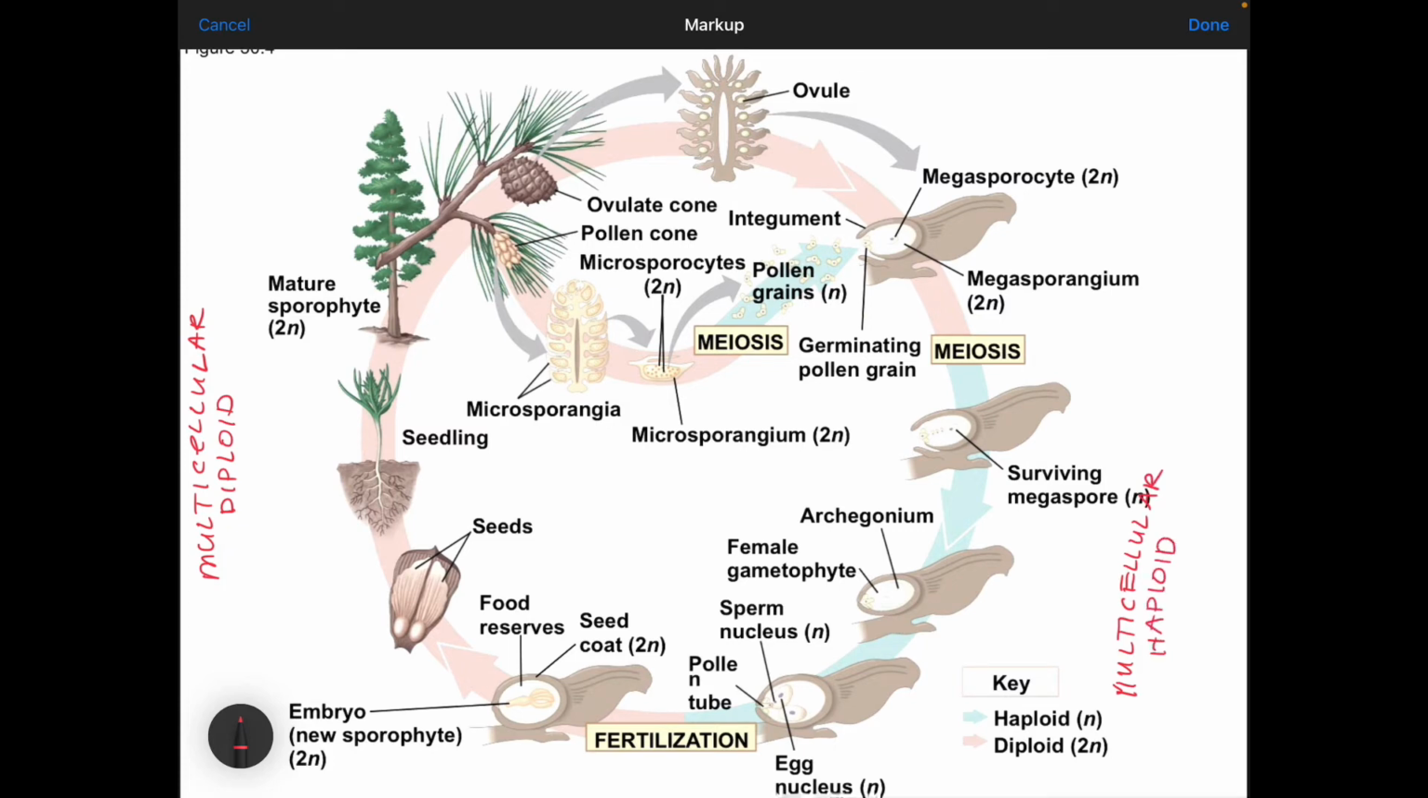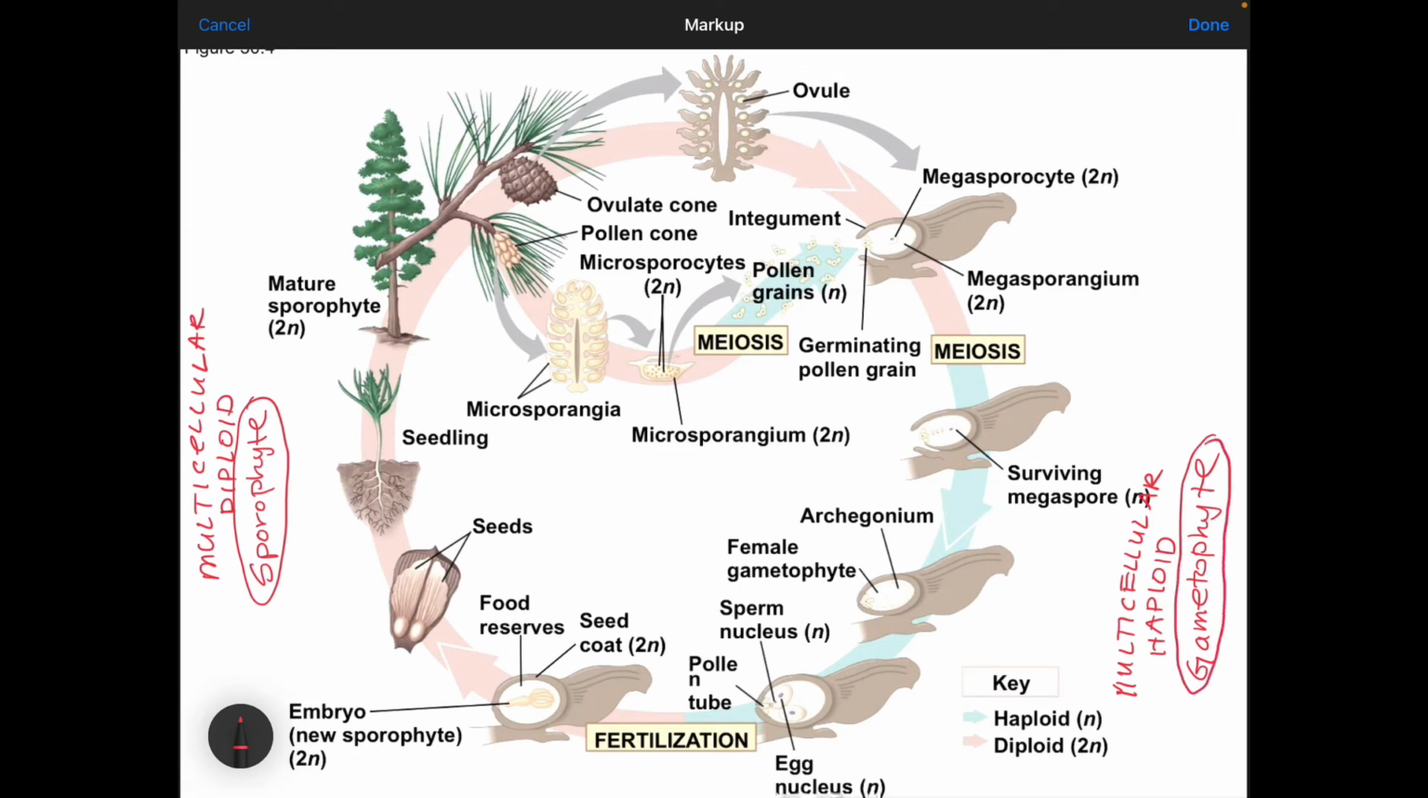The name of their multicellular diploid stage is the sporophyte. And the name of their multicellular haploid stage is the gametophyte. Okay, so those are their two major life stages, the sporophyte, multicellular diploid, and the gametophyte, multicellular haploid.